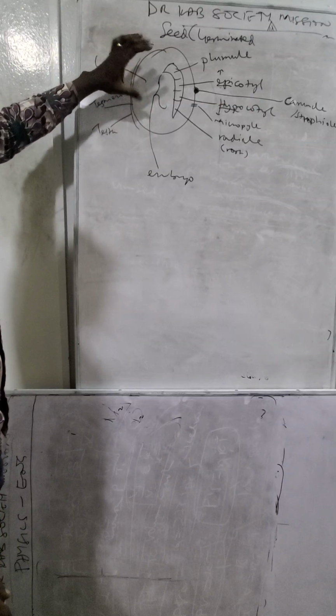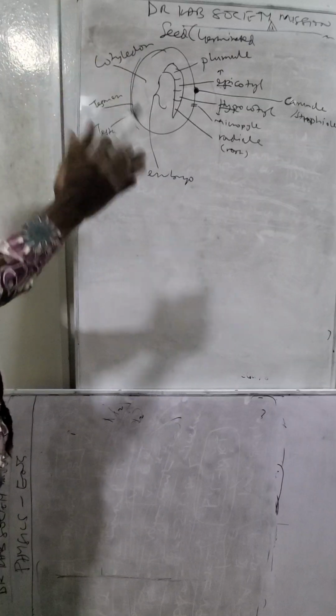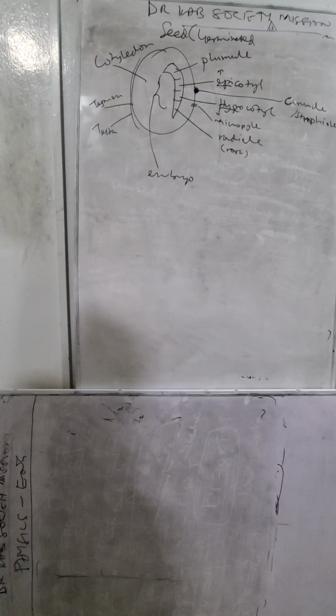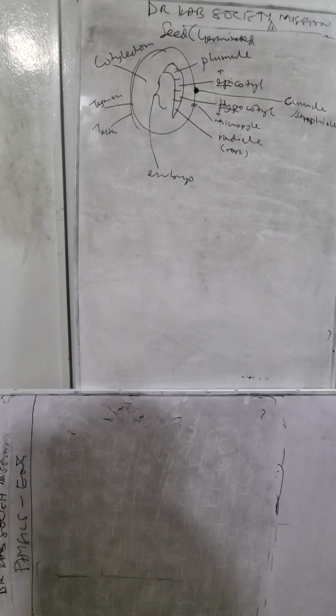And then the seed food part, that is the cotyledon. If it is one, it's a cotyledon. We may have two halves in the dicotyledons. So this is a simple labeling of the seed. We'll come to the various topics when we discuss it.